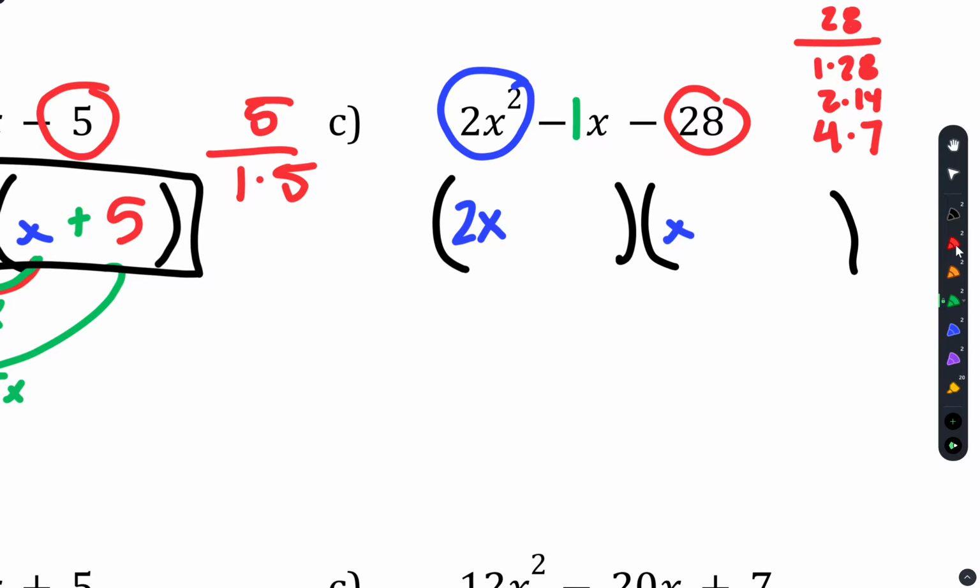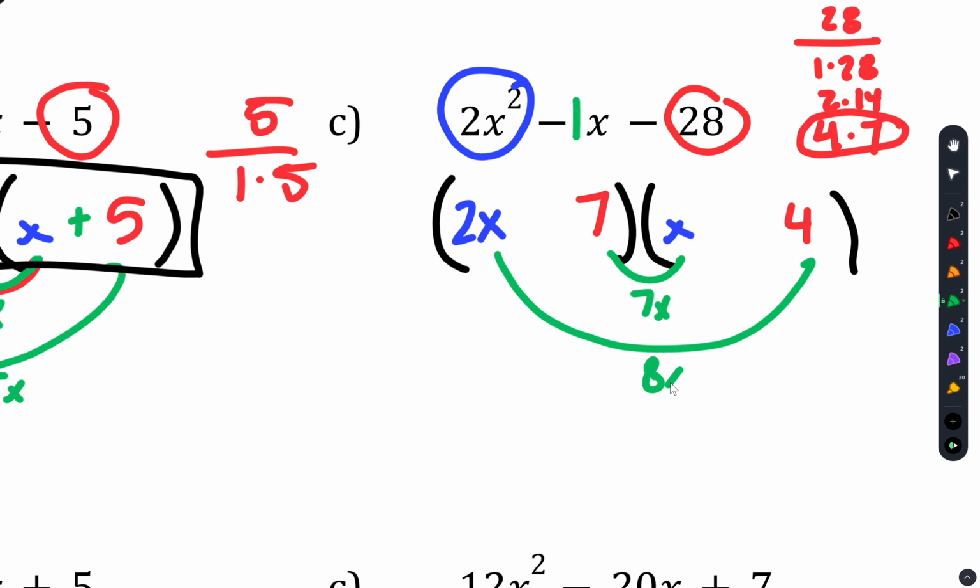So I'm going to pick this 4 and this 7. Yeah, I'm going to pick 4 and 7. I know that the 4 cannot go with the 2, right? So I have to put the 7 over here and the 4 over here. I'm going to double check. I get 7 and 8. I'm going to subtract 8, add 7.